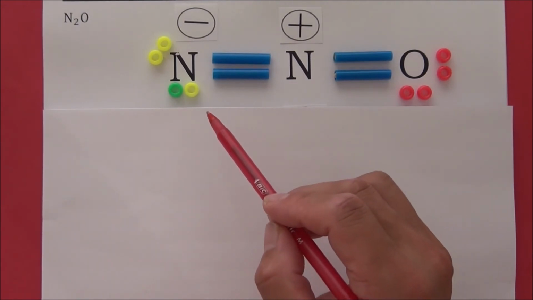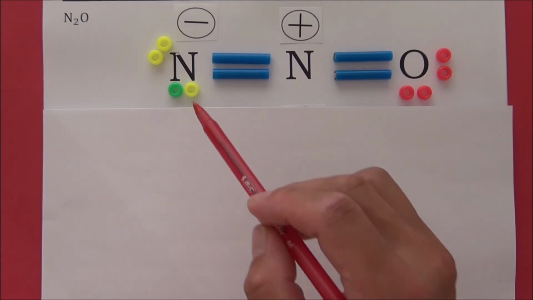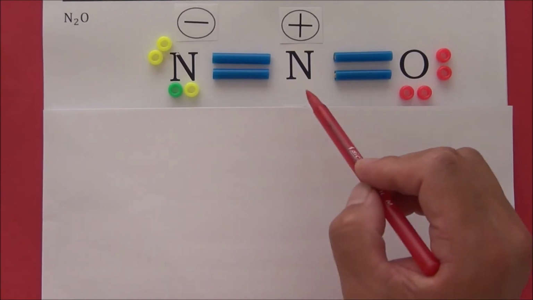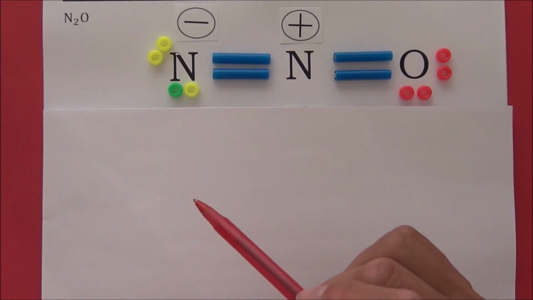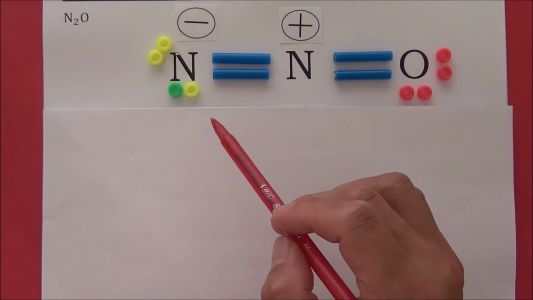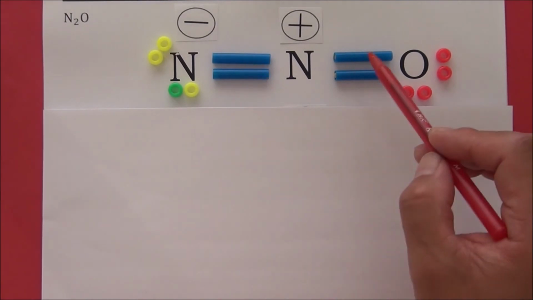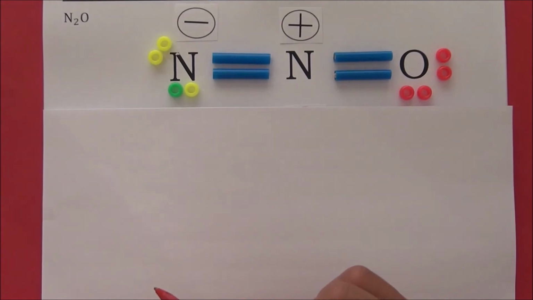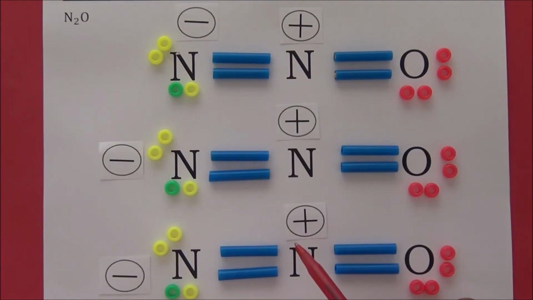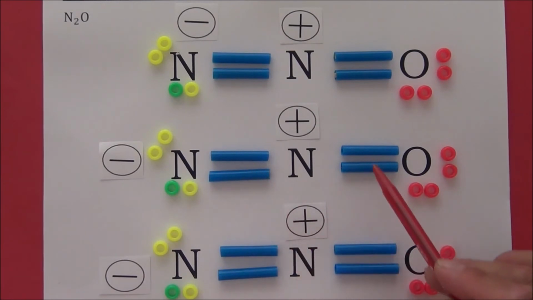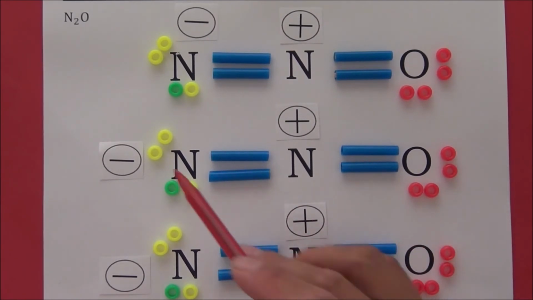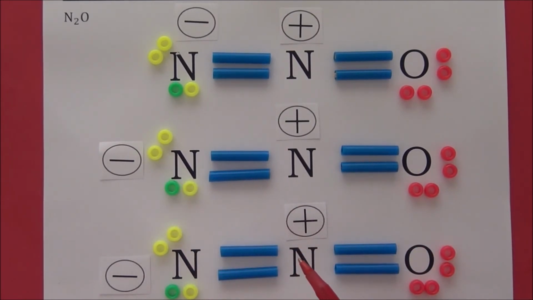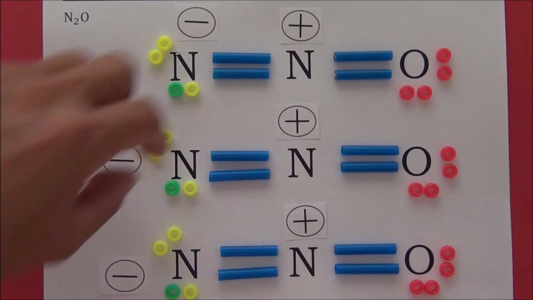To find all possible resonance structures, we should keep the relative positions of all atoms not changed. We should also keep the number of bonding pairs and the number of lone pairs not changed. To find all possible resonance structures, we can change the locations of the bonding pairs and the locations of the lone pairs. First, let's take away the formal charges.